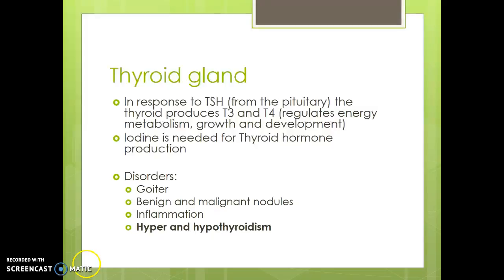Other disorders that you see with the thyroid gland is, of course, a goiter, which is an enlargement of the thyroid gland. You may also see both benign and malignant nodules that form on the thyroid gland. You may have inflammation of the thyroid gland. And then you can have disorders of hyper and hypothyroidism, meaning hyper meaning production of too much circulating thyroid hormone in the bloodstream, or too little thyroid circulating hormone in the body.